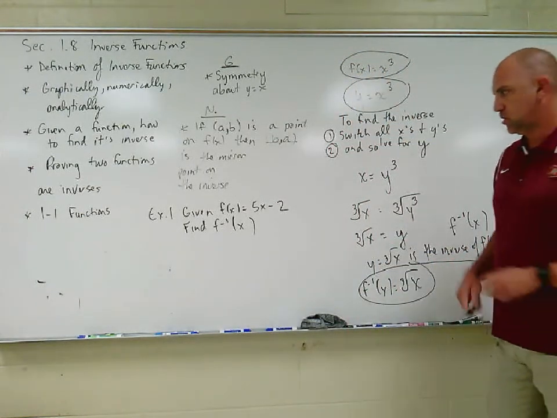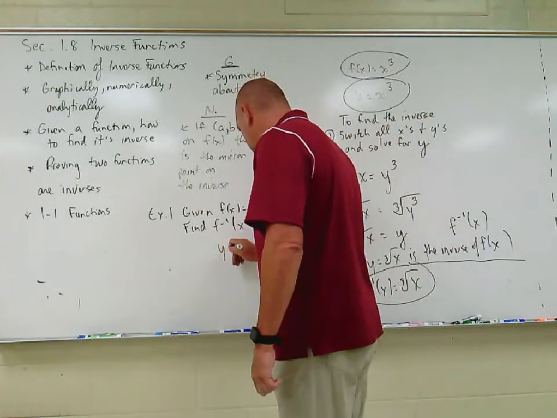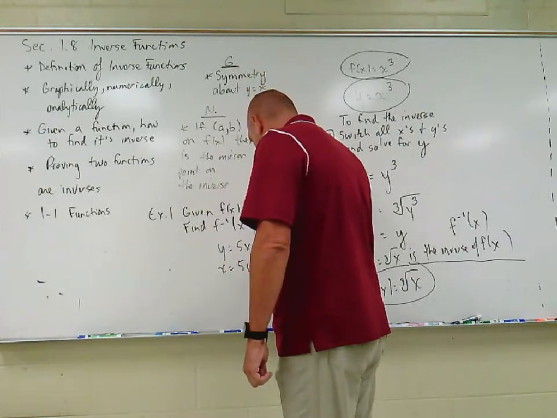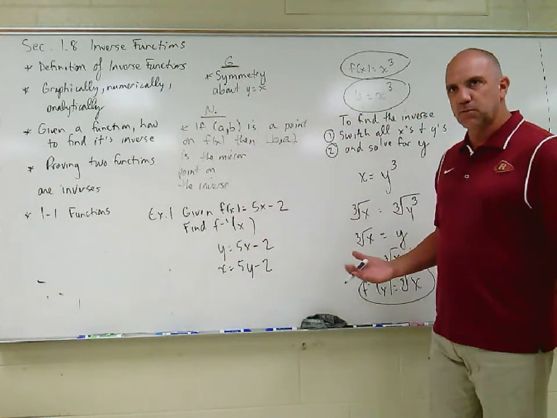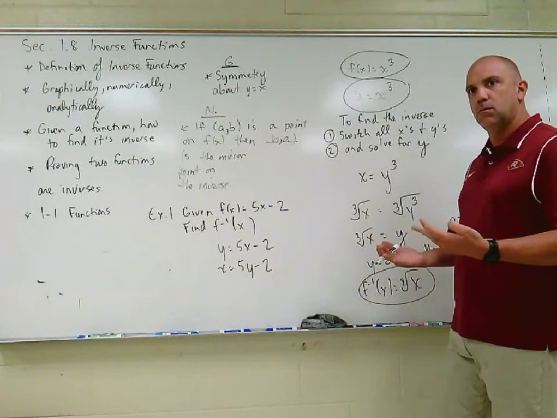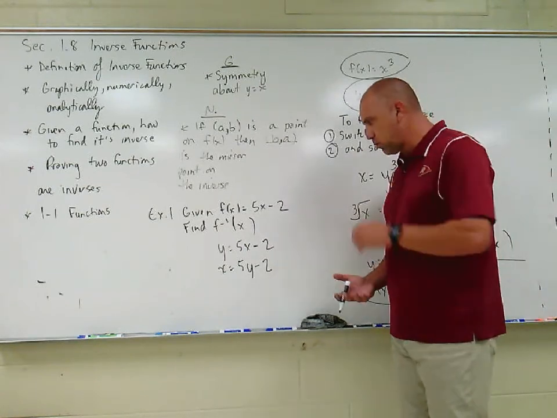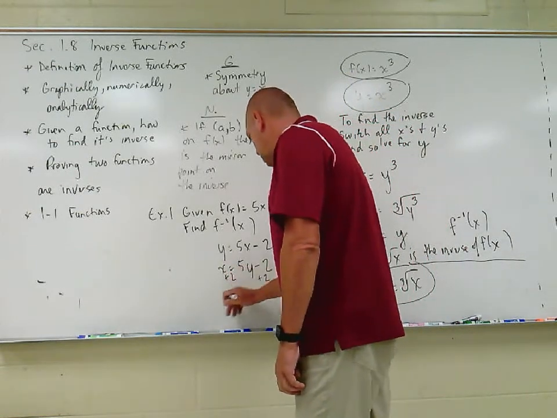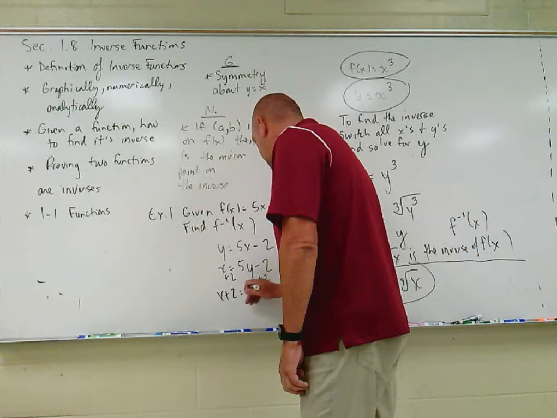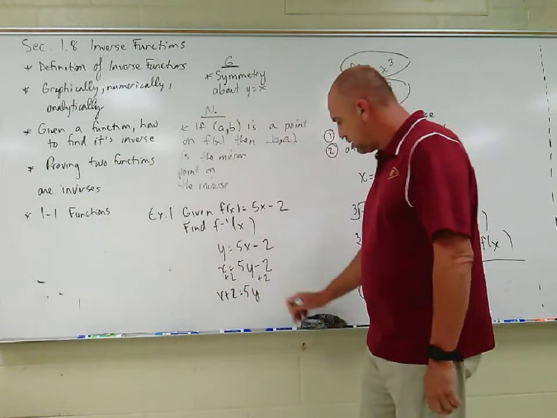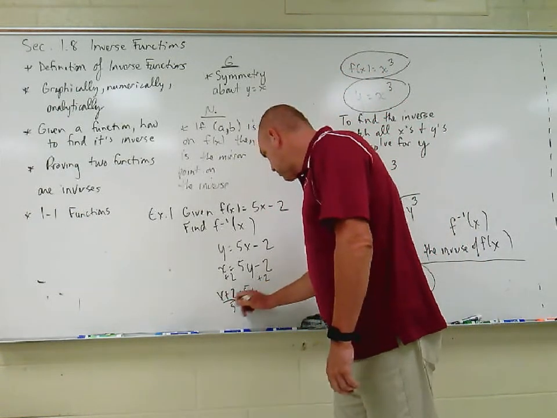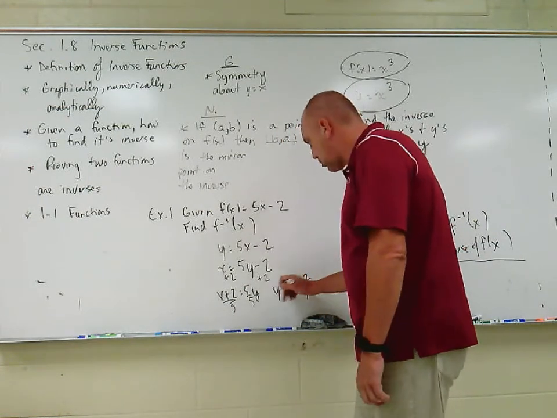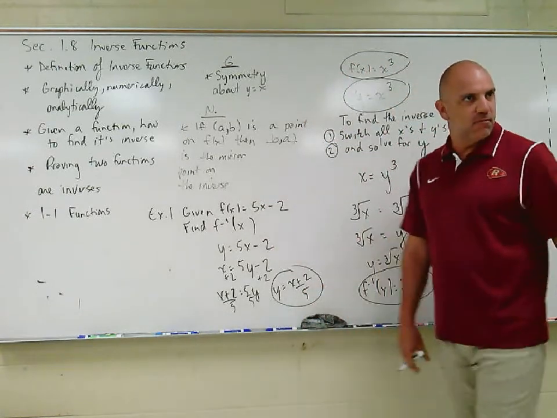Okay, so let's look at our steps. So we just say y equals 5x minus 2. Then we're going to write x equals 5y minus 2. But we don't want to write our functions x equals. We usually write our functions how? Y equals. So we're going to solve for y. So what would you do first? Add the 2. We get x plus 2 is 5y. Then what? Divide by 5. So we get y equals (x plus 2) over 5, and you could then call that f inverse of x.